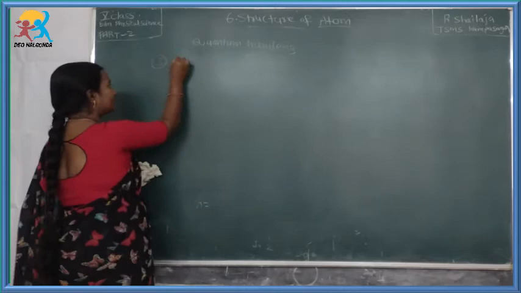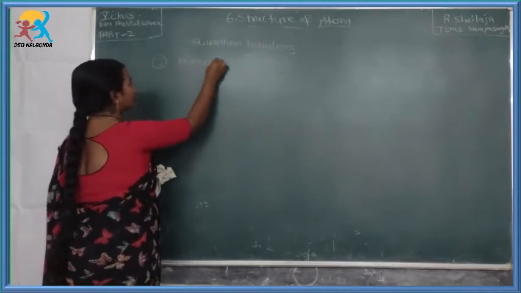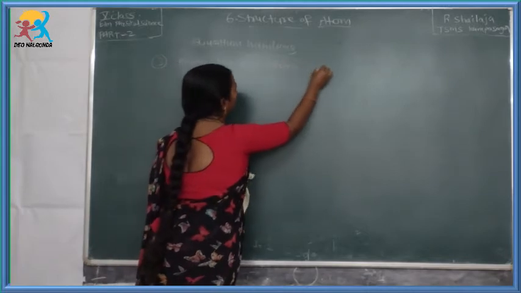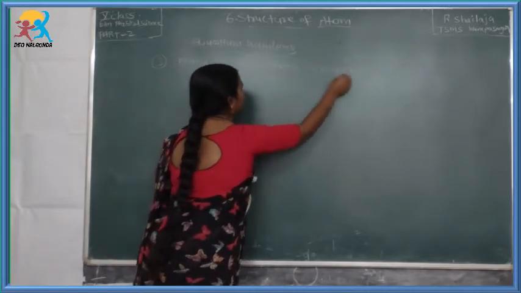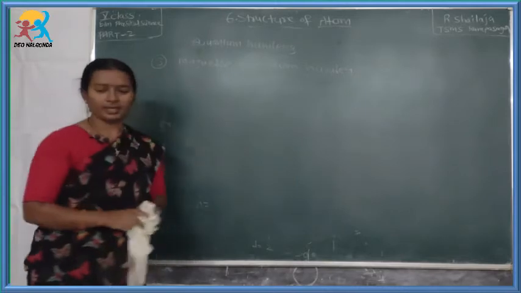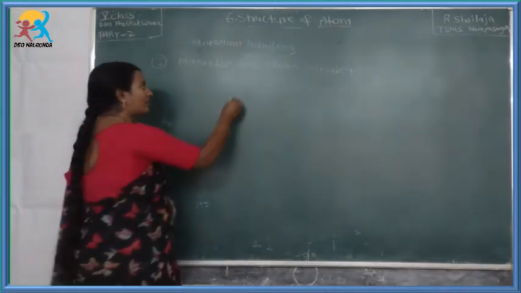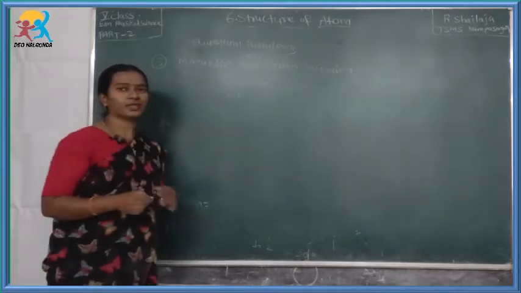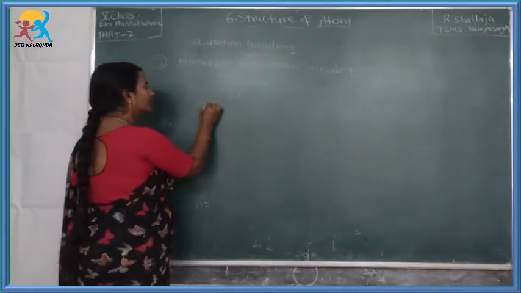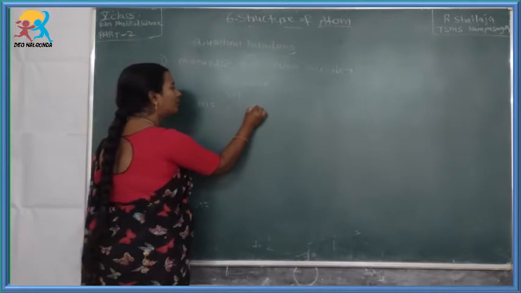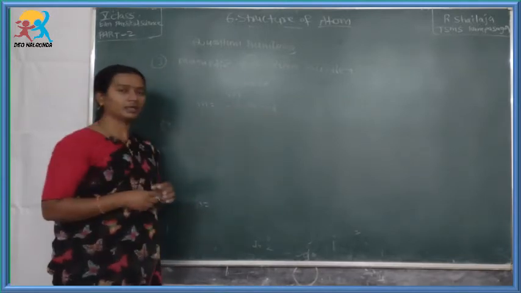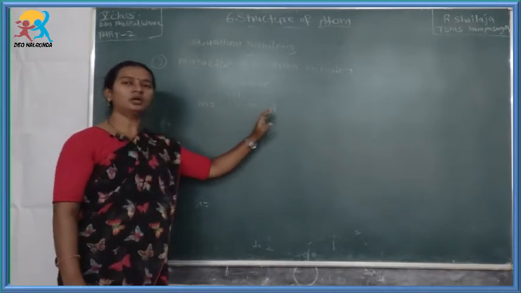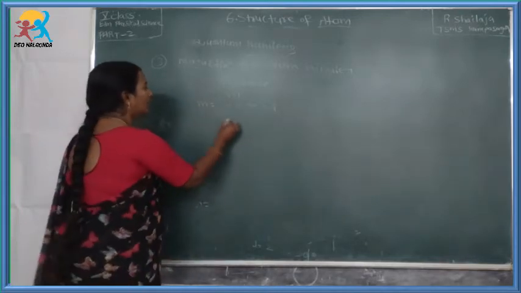And the third one is the magnetic quantum number. Okay, the magnetic quantum number is proposed by Landau and it is represented with a small m. The values start from minus L to plus L. Okay, for a given L value, the values are minus L to plus L, including 0.